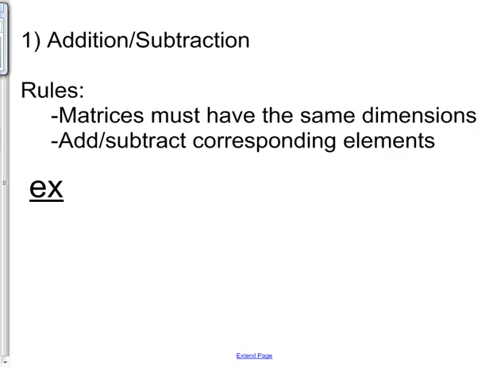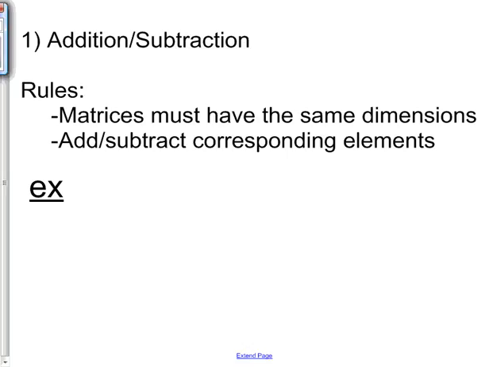So here's your rules for adding and subtracting matrices. Please write them down. Okay, so we have two matrices, or three or four, or whatever. You need to add or subtract them. All you need to worry about is to have the same dimension. They both have to be 2 by 2 or 2 by 3 or whatever. Then we just go and we add corresponding elements.